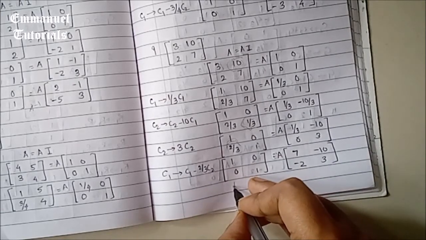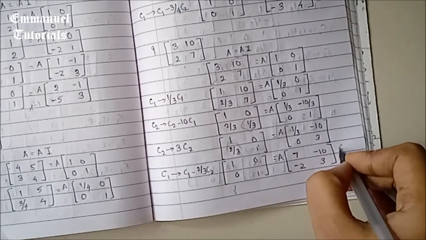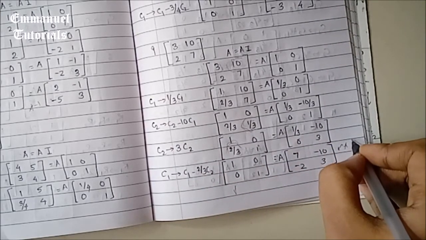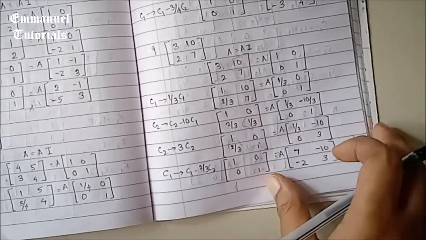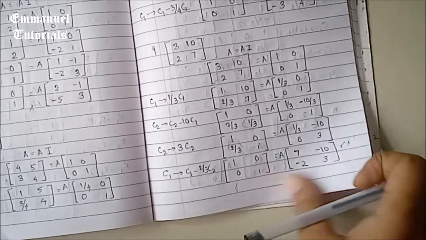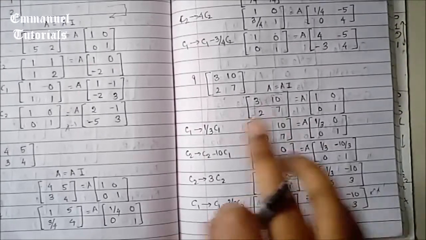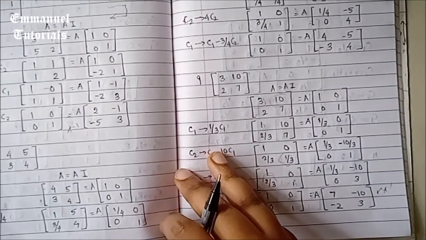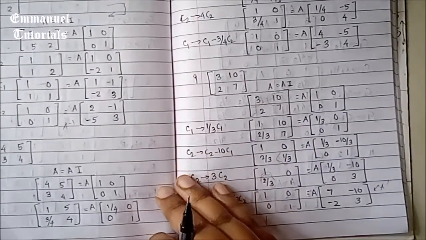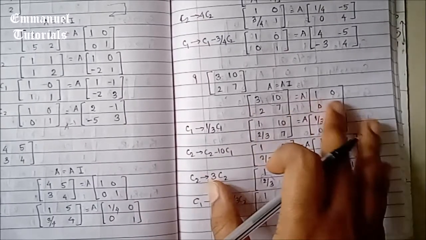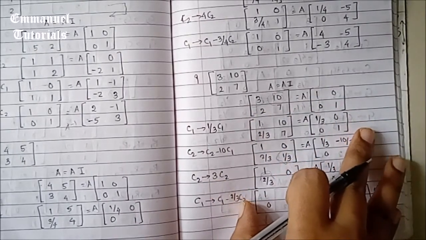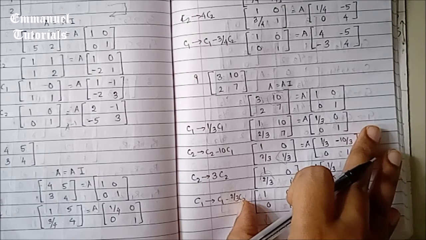Now since we made this an identity matrix, our A inverse is found and A inverse exists. Thank you for watching the video. If you have seen, it's really easy, and if you follow these simple tips and tricks, you can easily find out the inverse of 2 cross 2 matrix by elementary transformations.